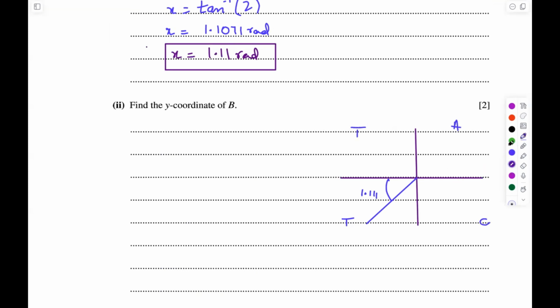Now, as we have to find the negative angle, we'll take the angle clockwise from the positive x-axis. So this angle will become pi minus 1.11. Taking pi, pi minus 1.11 is equals to 2.0315. So this angle will be, we'll take it as minus 2.0315, or we can write it as pi minus 1.11, which is equals to minus 2.0315 radians.